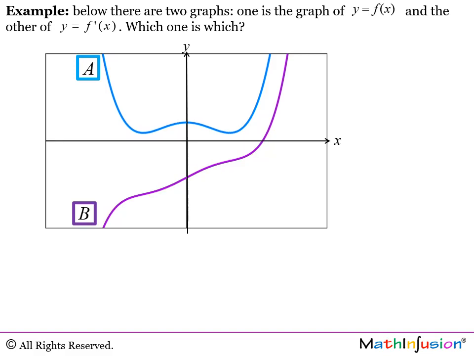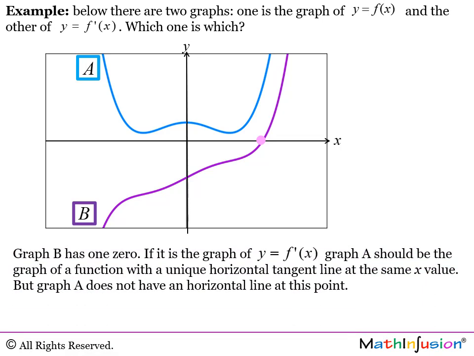Let's observe what happens to graph B. Let's assume that graph B is the graph of the derivative of the function. Then because at this point it is 0, graph A must have a horizontal tangent line at that point. But obviously this is wrong. So we can conclude again that B is the graph of the function and A is the graph of the derivative of the function.